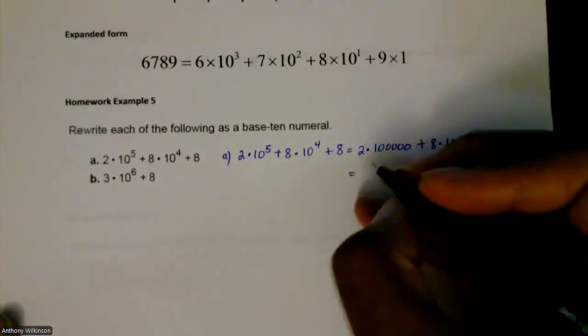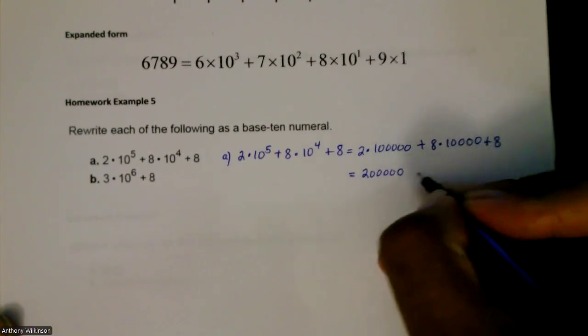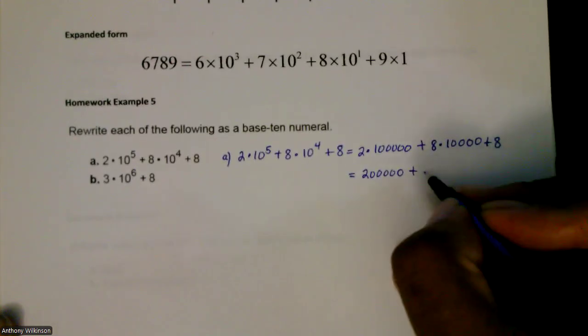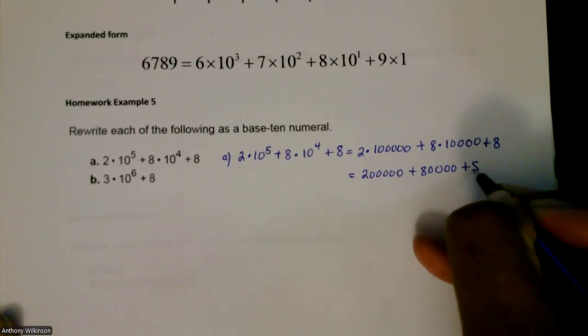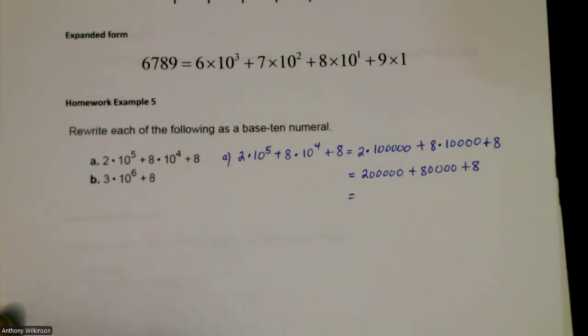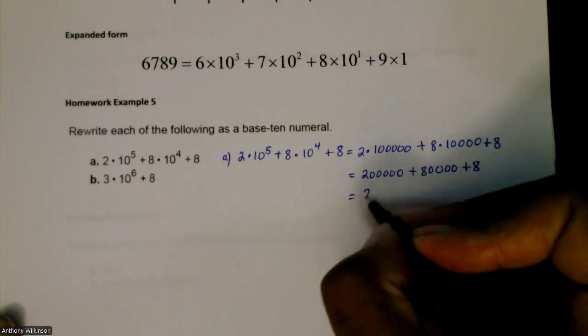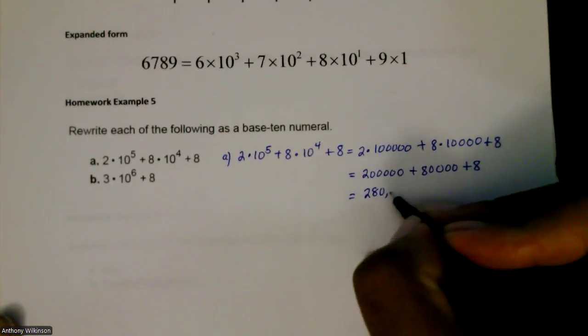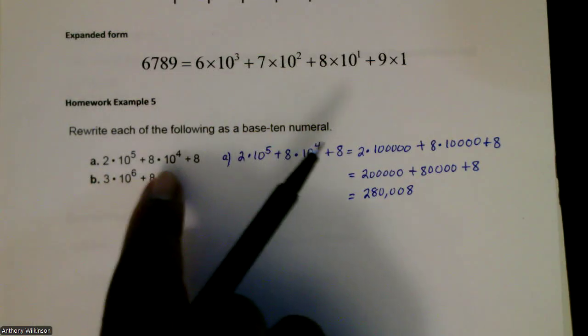Well, 2 times 100,000 would be 200,000 plus 8 times 10,000 would be 80,000 plus 8. And if we add those numbers together, you'll end up with 280,008. So this will be the base 10 number for the expanded form of this.